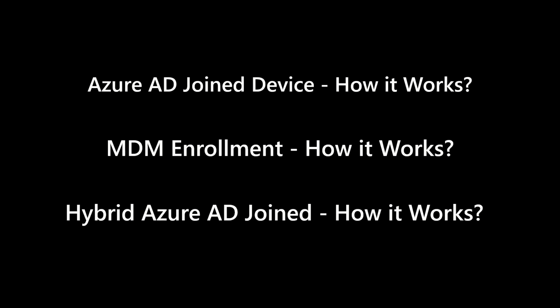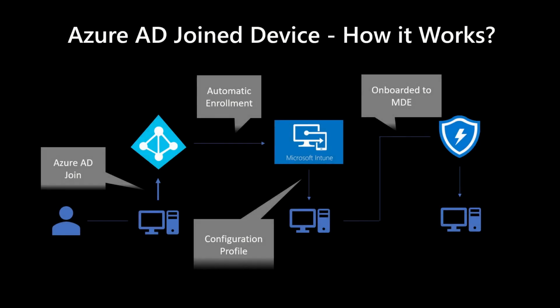Okay, so let's talk about our first use case wherein, as a user or admin, the device is getting Azure AD joined. Now in this case, what will happen? A device object will get created in Azure AD as well. And from there, the device gets onboarded to Microsoft Intune because you have enabled automatic enrollment. And then there is a configuration policy that exists in Microsoft Intune, which will get the device onboarded to Microsoft Defender for Endpoint.